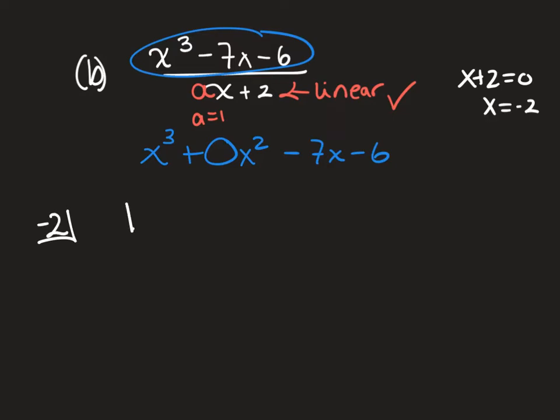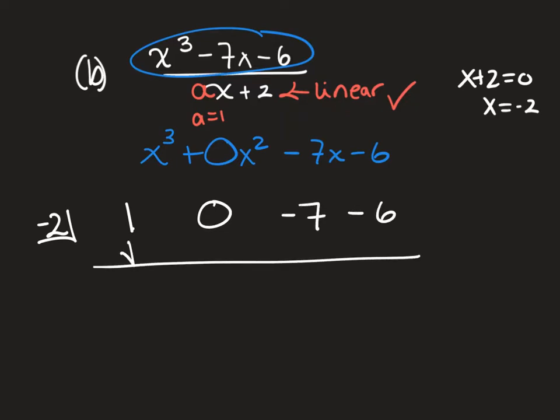And then I have 1 x cubed, no x squareds, negative 7x's, and a minus 6. You drop the 1 down, below the line you multiply, and above the line you add. 1 times negative 2 is negative 2. 0 plus negative 2 is negative 2. Negative 2 times negative 2 is 4. Negative 7 plus 4 is negative 3. Negative 2 times negative 3 is a positive 6, and I get a remainder of 0 again.